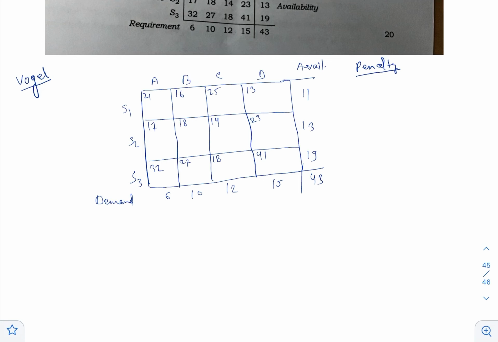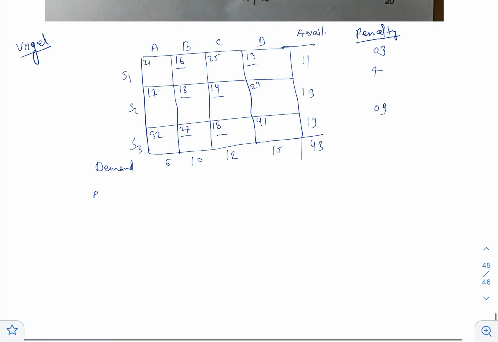So what is penalty? Penalty is the difference between the minimum cost in the row and the next minimum cost of the row. So minimum cost is 13 and next minimum is 16. So the penalty is 3. For the second row, the penalty is the difference between 14 and 18, that is 4. In the third row, the difference between the minimum cost and next minimum cost is 9. So the penalty is 9 for the third row.